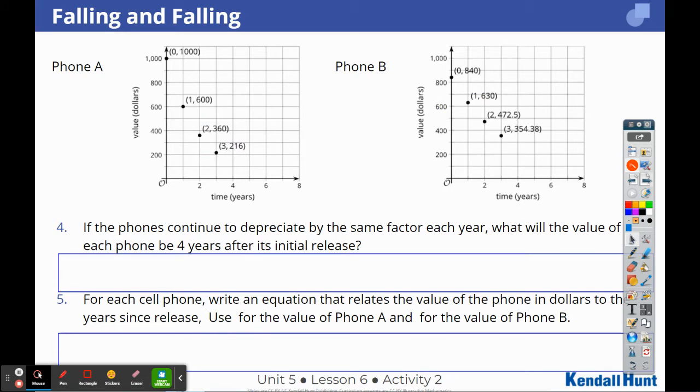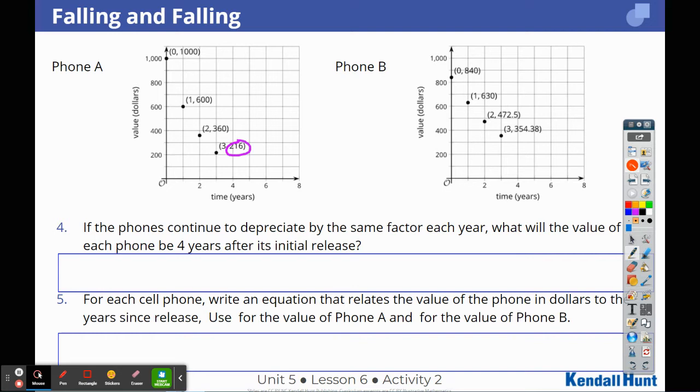Okay, if the phones continue to depreciate by the same factor each year, what will the value of each phone be 4 years after its release? So you're going to continue that trend. You can continue multiplying by 2/5 by the 216 that we have at year 3 and get a total.